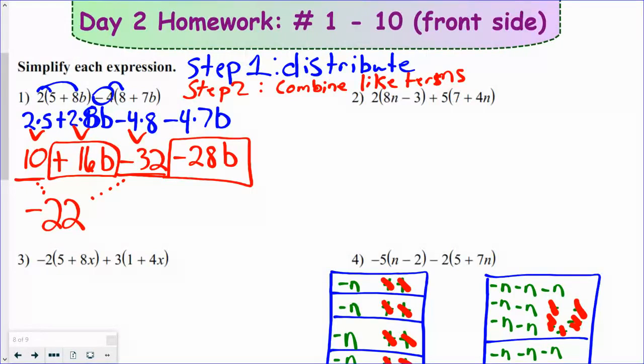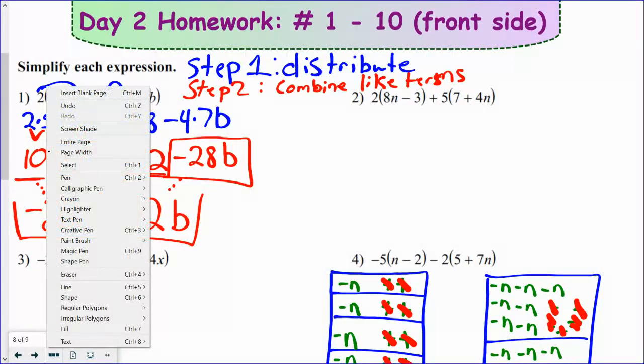Now I'm going to take my 16b and my negative 28b and put them together. Okay, remember rules of integers, same signs, add and keep, different signs, subtract. So if I had 28 and took 16 away, that leaves a negative 12. Negative 12b. And that one comes from using the 2 variables. And that is all we need. That is our final answer. Okay. We'll go to our next one.